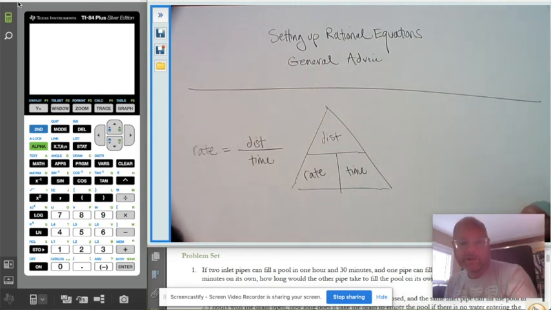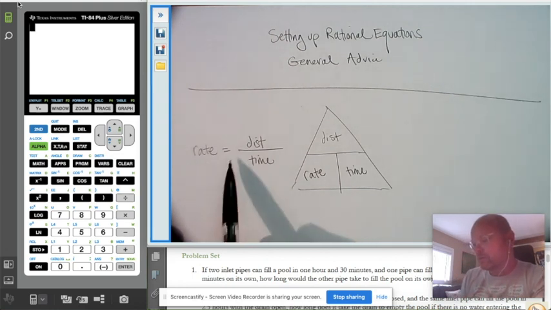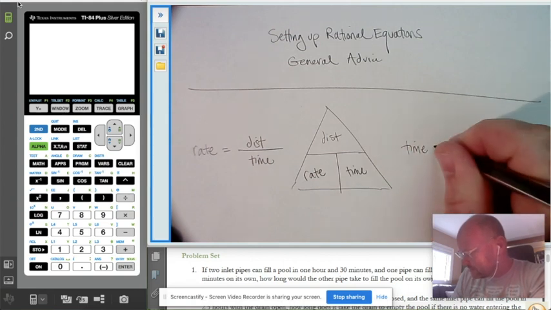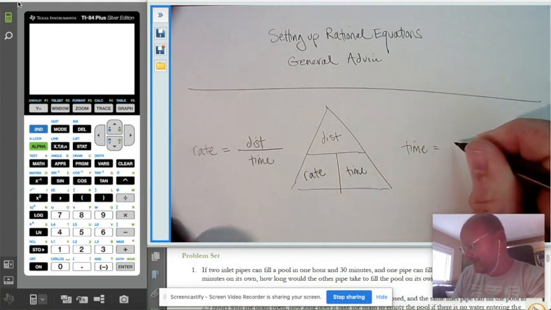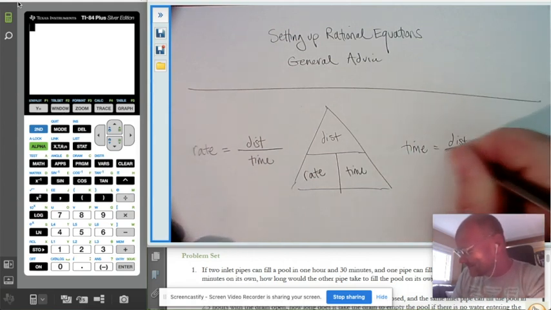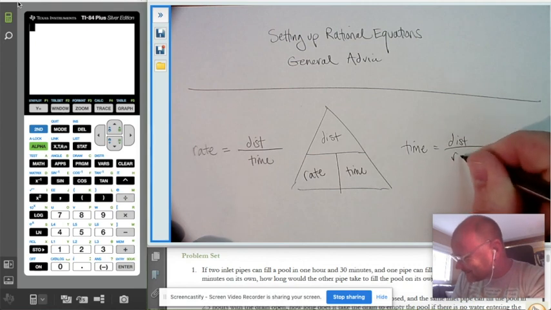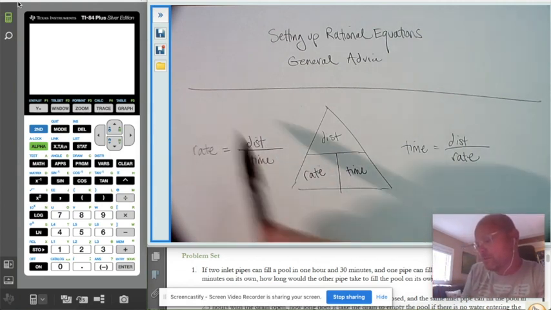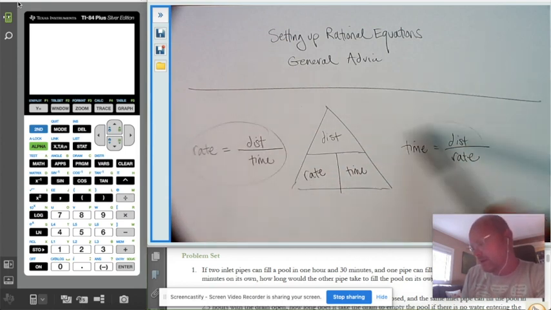But we also get another arrangement of this formula. We can solve this equation for time as well, right? And time is going to equal, according to the triangle, distance over rate. All of the equations that you guys are going to get in the problem set are going to be some version of either a rate equation or a time equation.